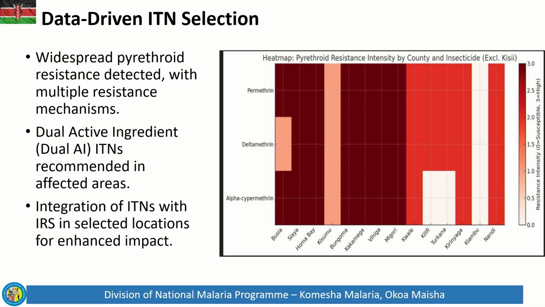We previously had PBO nets, but as you can see, we have multiple mechanisms of resistance, and for that we determined that the tool that will be more effective is the dual active ingredient net. With that, we were able to stratify and rank all the sub-counties within the counties, and place the interventions based on the resistance profile, which type of net, and then apply the resources that were available. For that, we were also able to calculate the existing gaps, depending on the sub-counties that we need to cover.